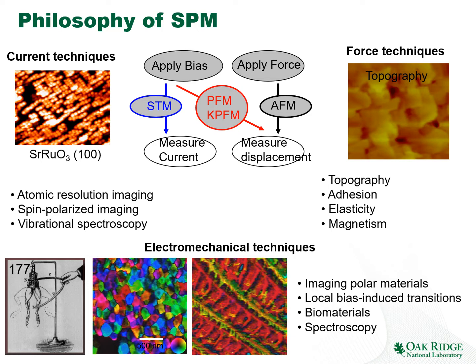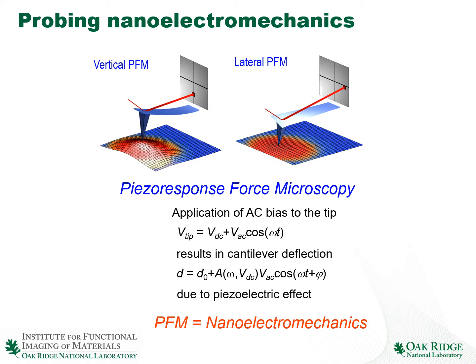In comparison, PFM is based on the approach when we apply the bias to the probe and we measure the probe displacements. This is the basis for electromechanical techniques, which can be used for measuring polar materials, biosystems, probing local bias-induced transitions, in other words, ferroelectric switching, or electrochemical reactions, or local spectroscopy.